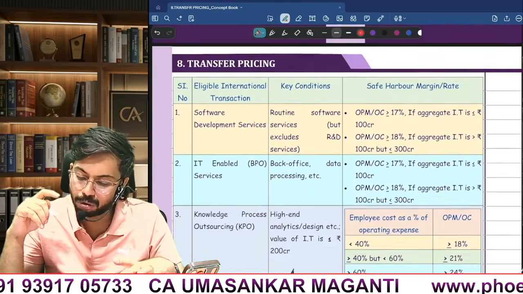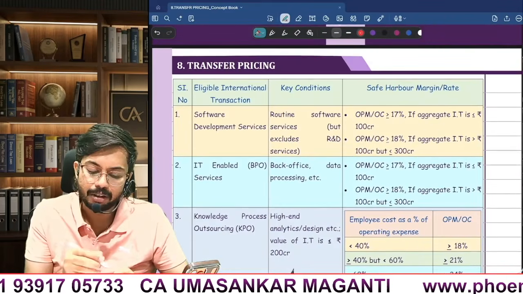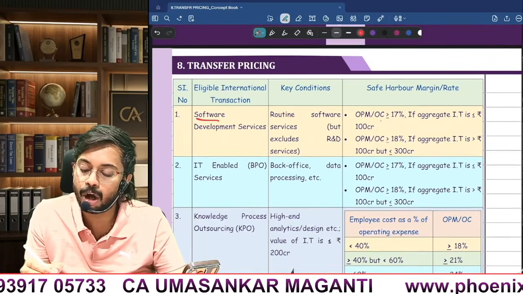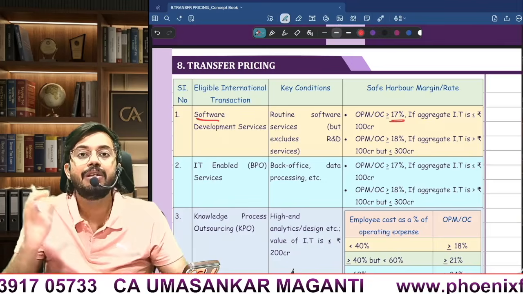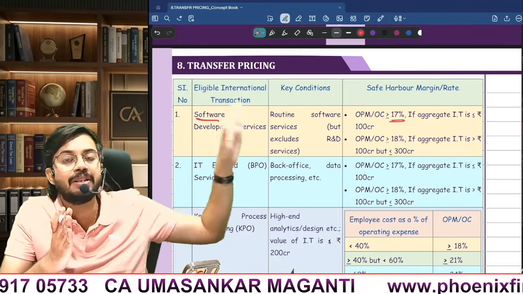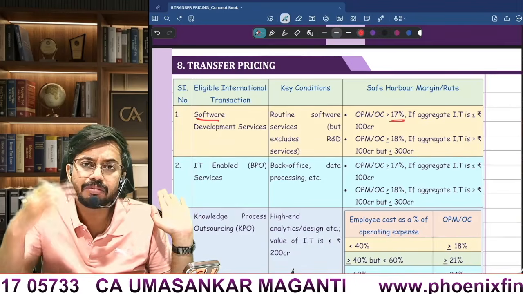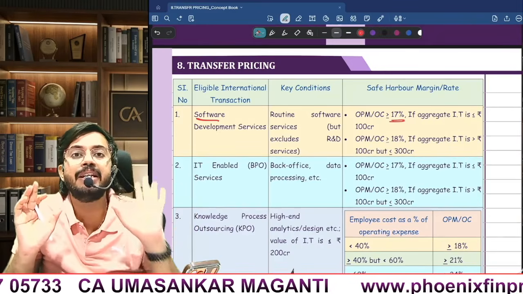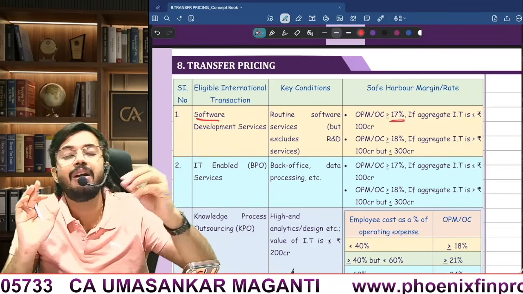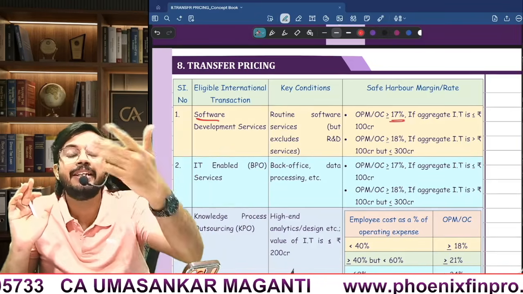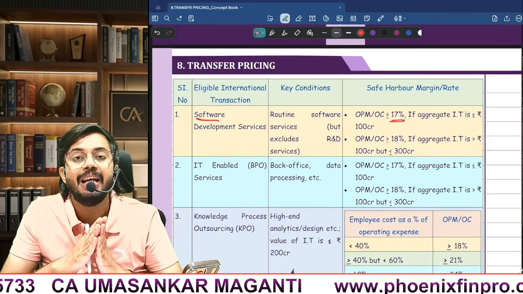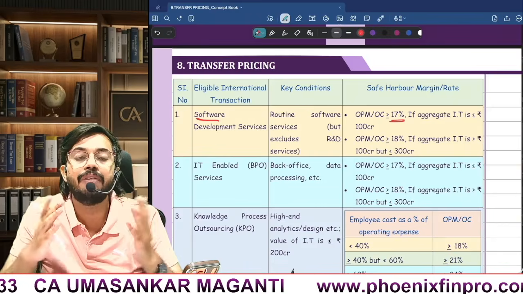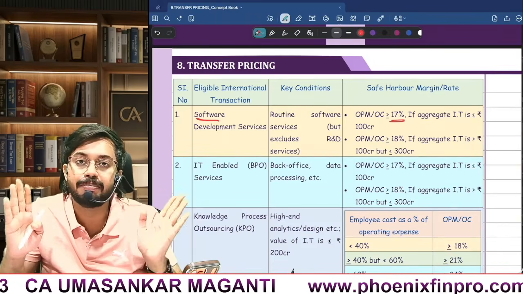For example, you go to the next page. Here, software development services, operating profit margin by operating cost, 17%. So whenever you are providing software services to your associated enterprise, what is the safe harbor margin? 17%. If you maintain a minimum 17% operating margin, then whatever your actual transaction price is, that itself will be deemed as arm's length price. Again, the transfer pricing officer will not calculate arm's length price. The transfer pricing officer will not do audit. He will not do assessment. Are you able to understand?